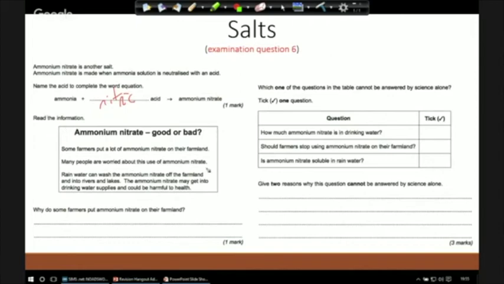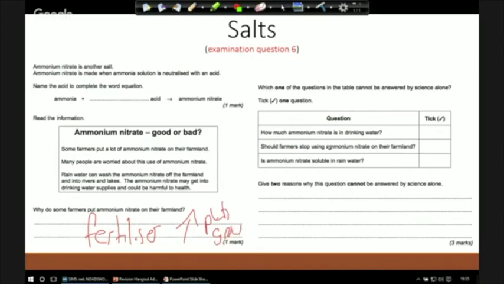Read the information about ammonium nitrate, good or bad. Farmers put it on their farmland. People are worried. Rainwater can wash the farmland and the nitrate can go into rivers and lakes. And it might get into drinking water. It could be harmful. So there's lots of good points in this small piece of text. Why do some farmers put ammonium nitrate on their farmland? Well, as we said before, it's a fertilizer. Plants will grow.